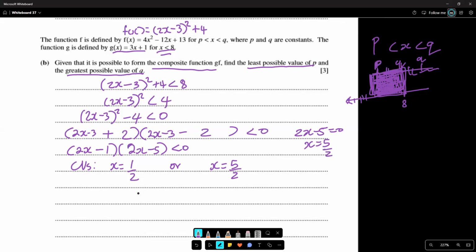Now remember, this is a parabola, right? So here you have half, here you have 5/2. And you are looking for less than 0. Less than 0 is from here to there. It's where the graph is negative. It's at the bottom, right? So we can see that these are meeting. So x is in between half and 5/2. Therefore, the smallest value of P will be this one. Do you see it?